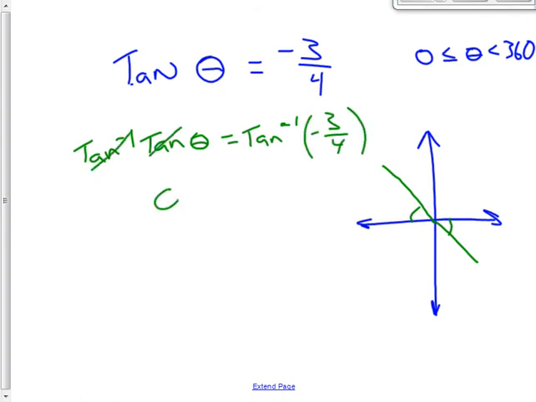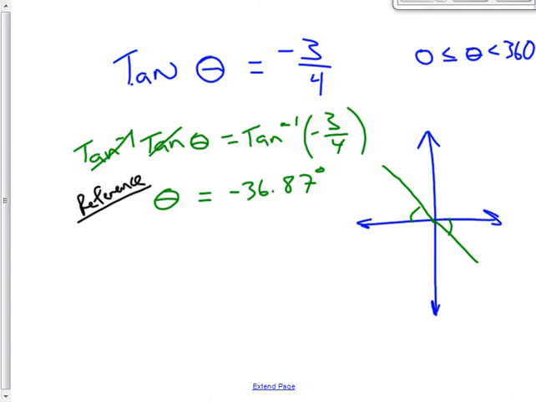The inverse tangent is going to cancel out, and I'm going to take the inverse tangent of negative 3/4, which gives me negative 36.87. Everything we round is going to be rounded to the hundredths. Okay, now remember again, that is a reference angle.